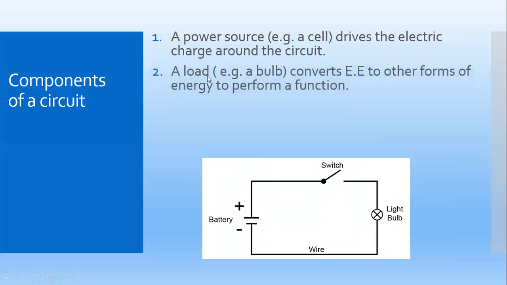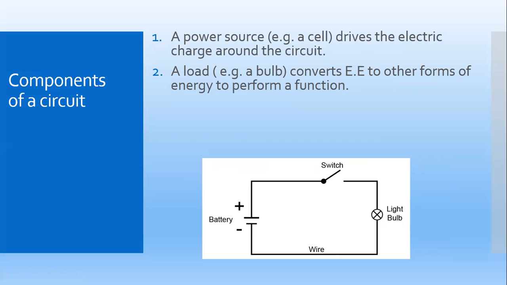The second component of the circuit is the load. Load means the appliance, the thing which you are using. Here the load is a bulb, which converts electrical energy to other forms of energy to perform a function. Load can be a bulb, fan, TV, AC, anything. Load means any machinery that converts electrical energy to other forms of energy.